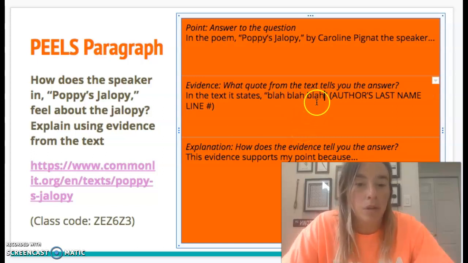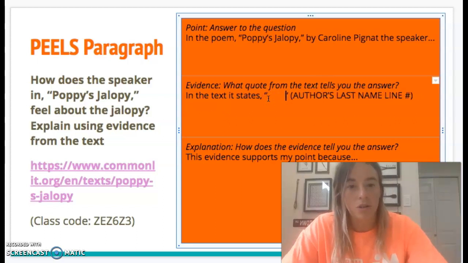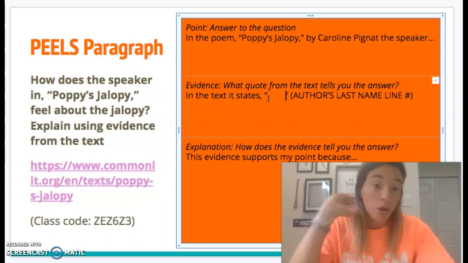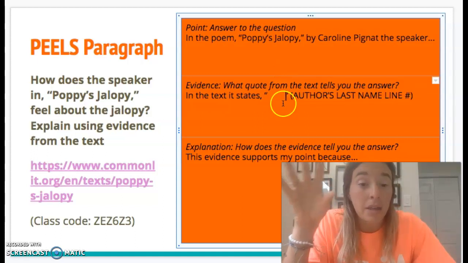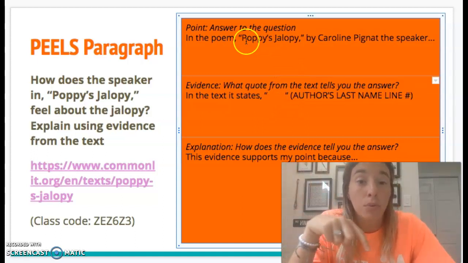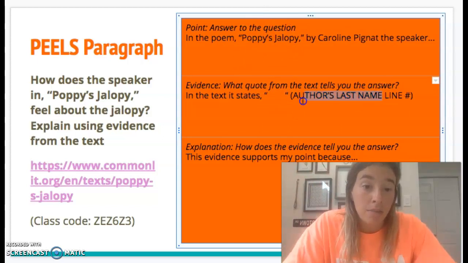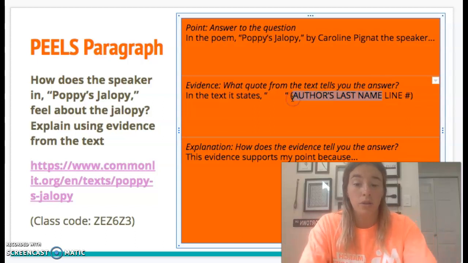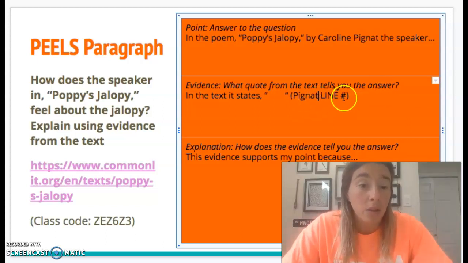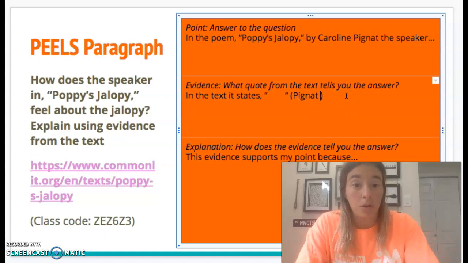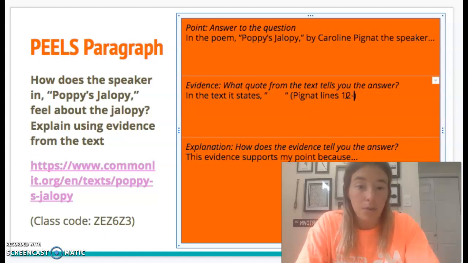So if the poem says blah, blah, blah in it, this would be my evidence. Obviously that's not true and that's not what the poem actually says, but that was just an example. So you are going to take the evidence you find from the poem that proves what you set up here, and then you're going to put the author's last name, which we know is, and then the line number. So then you're going to put the last name of the author, lines 10 through, or 12 through 14.